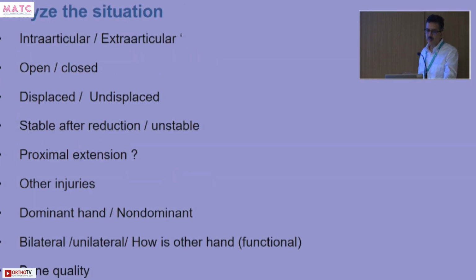So what I would do is analyze the situation, whether it is intra-articular fracture or extra-articular, whether it is open or closed fracture, displaced or undisplaced, stable after reduction, that is very important, whether the fracture is stable after reduction or unstable, whether the proximal extension is there, you have to get the proximal x-rays to see that, whether there are any other associated injuries, for example scaphoid fracture, very rare but it's possible, whether there is any scaphoid fracture along with the distal radius fracture, whether it is dominant hand or non-dominant hand, whether it is unilateral or bilateral, and the bone quality, of course.